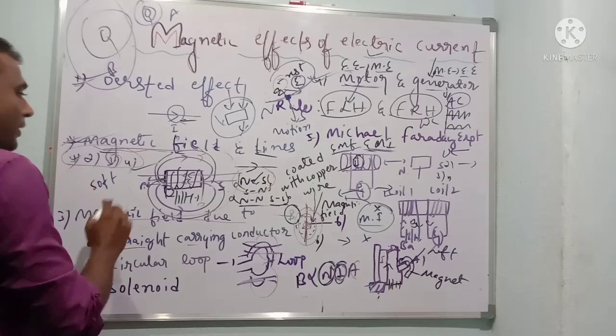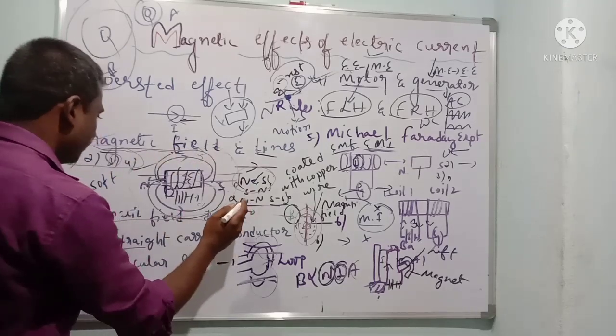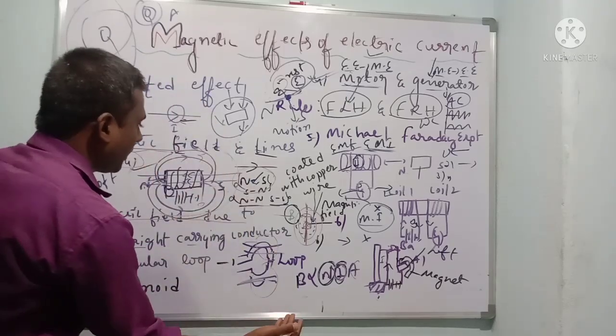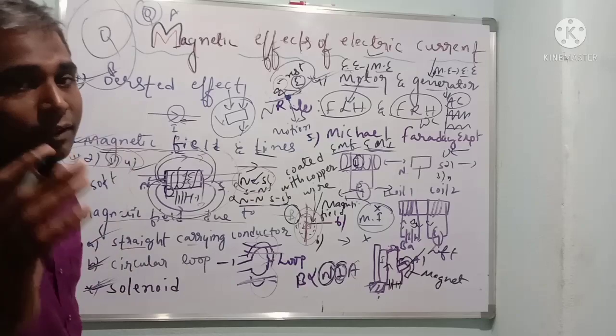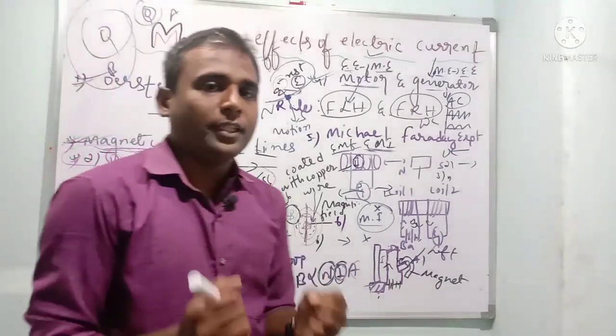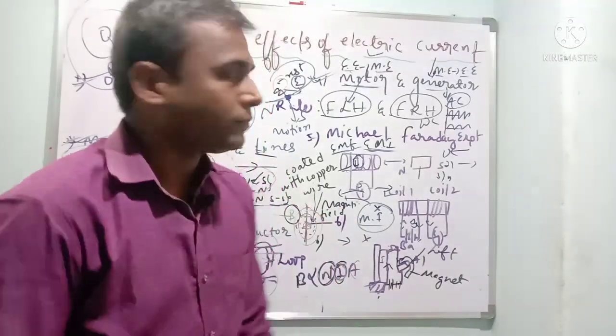So what is the first point? Inside they move from south to north, outside north to south. Third one, they are closed loops. Fourth one, they do not intersect together. Fifth one, they are always tangent to the magnet. Sixth one, the strength of the magnetic field depends upon the number of magnetic field lines and the distance between them.